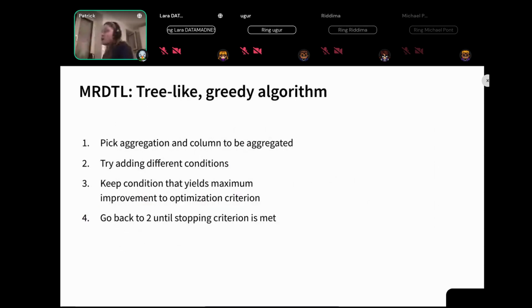Every time you try a condition, there's some sort of optimization criterion, some sort of loss function that you want to optimize. Of all of these conditions, you keep the condition that yields the maximum improvement. That condition becomes part of your feature, and it remains part of your feature forever. Then you go back to step 2 and try adding more conditions on top of that. For each of these conditions, you calculate the maximum improvement, and then you keep that condition as well. You keep repeating that until you reach some sort of stopping criterion and you decide, okay, now the feature is complicated enough.